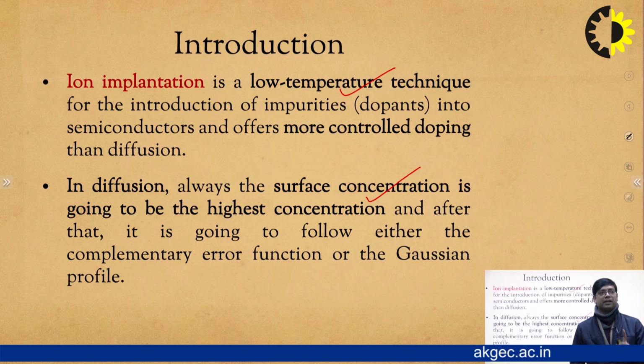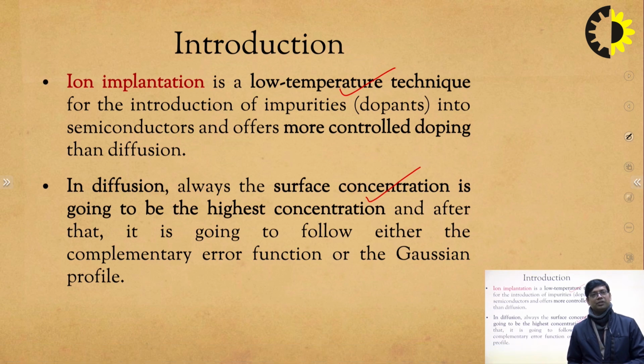But it is not the case in case of ion implantation. In case of ion implantation, we can decide at what depth the concentration of the dopants will be. At different distances from the surface, the dopant concentration can be controlled, can be varied in ion implantation process. Whereas in case of diffusion, we know that the surface concentration is always the highest. So, this limitation is removed in case of ion implantation process.